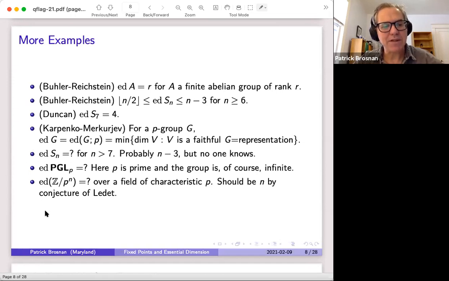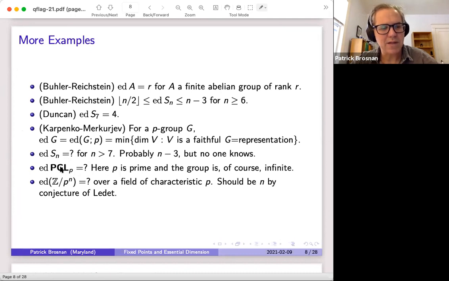But then there's a lot of stuff that's not known. So that's the kind of written history, and the unwritten history is that we really don't know what the essential dimension of S_n is for n bigger than 7. I guess it's probably n minus 3, but no one knows. We don't know what the essential dimension of PGL_p is.